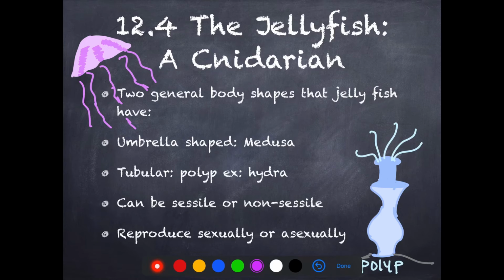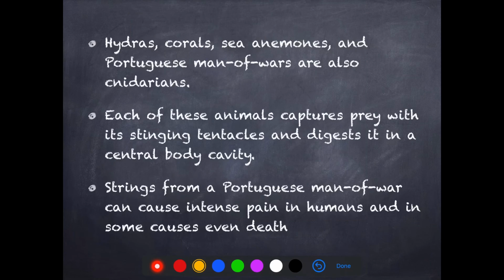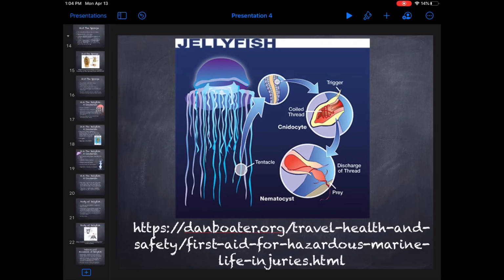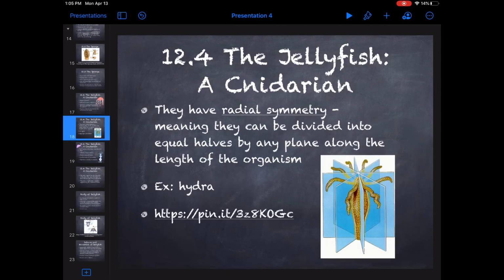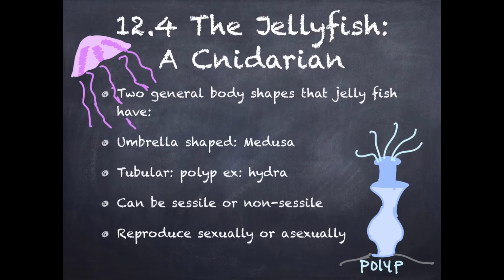So a jellyfish has a general body shape, all right? There are two main body shapes. There is the umbrella-shaped jellyfish, which you see up here, and that's called the medusa. And then there's a tubular shape, which is like a polyp, like the hydra that we saw in the slide before. Oops, I'm going way ahead of myself. Okay, so this is the hydra that we saw.